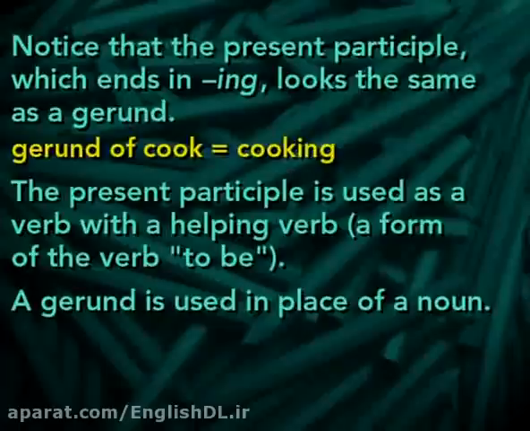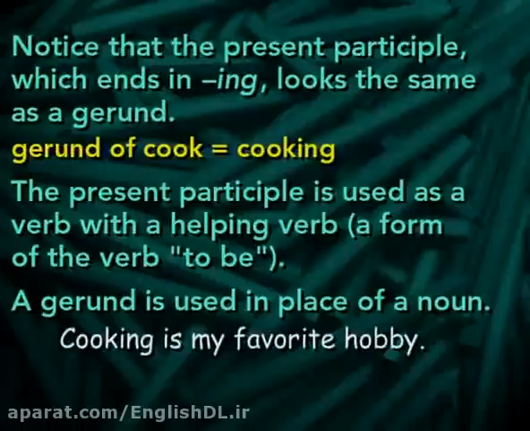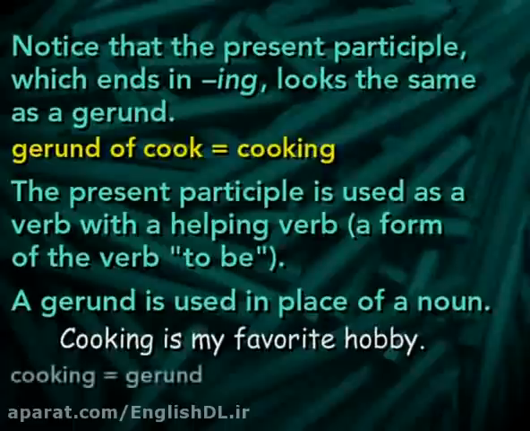Therefore, when you see an ing word being used as a noun in a sentence, that's really a gerund, not a present participle. So, for example, I might say, cooking is my favorite hobby. Here we have the word cooking, which looks the same as the present participle, both end in ing, but in this sentence, cooking is a gerund, because it's being used in the same way that a noun would be used.